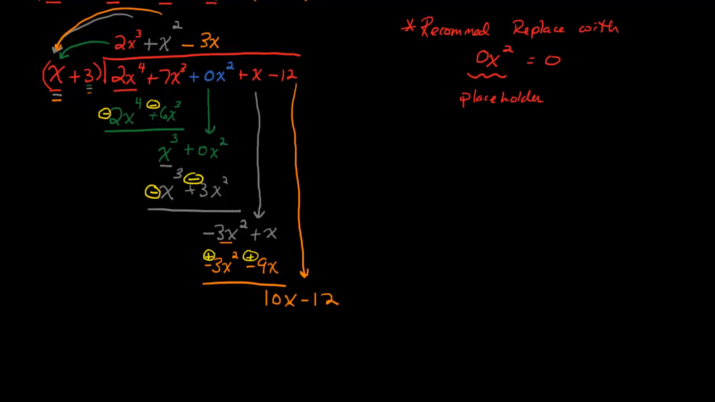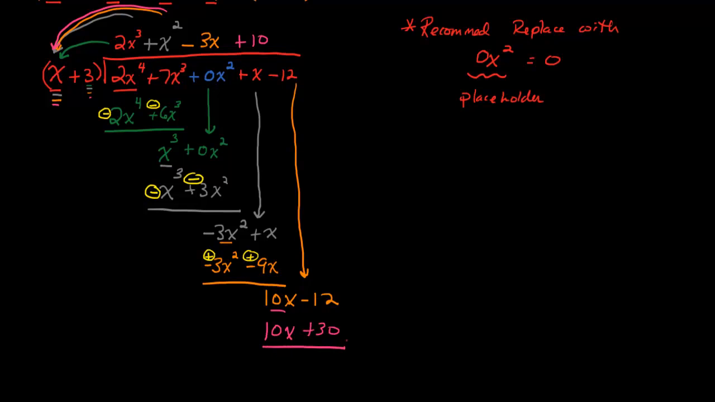Start from the beginning. We'll do that in pink. What times x gives you 10x? That's going to be a value of positive 10. We're going to multiply this positive 10 through by my entire divisor. So I'm going to have positive 10x, and then 10 times 3 gives me a value of positive 30.